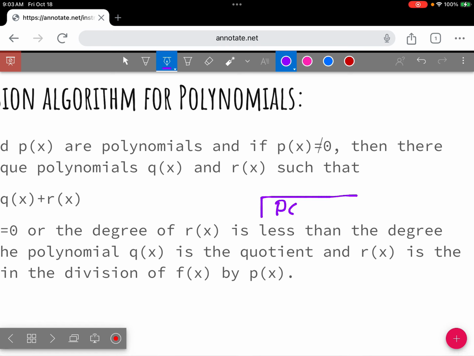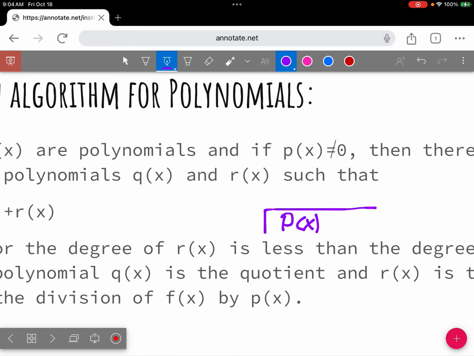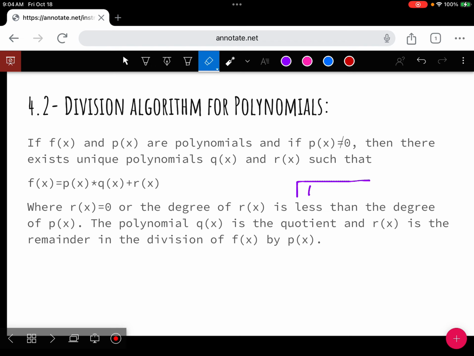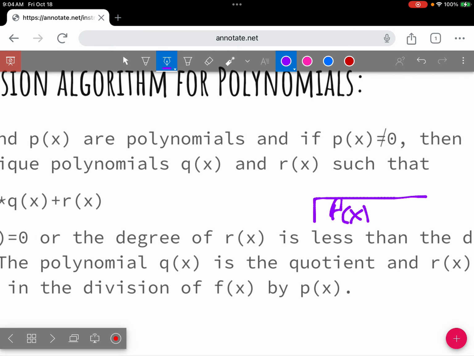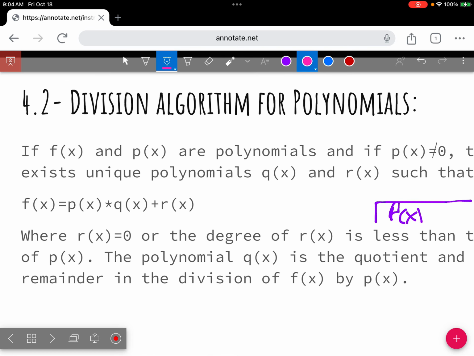of some polynomial p of x and we divide it by, we're dividing f of x. Dividing it by p of x. We're going to wind up with a quotient. We're calling that q.